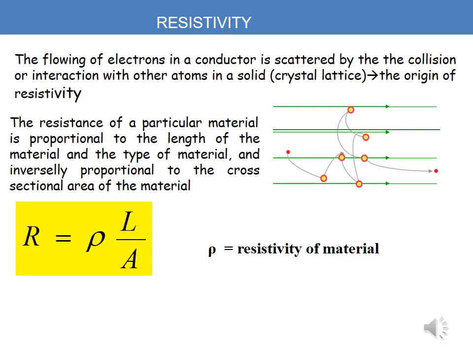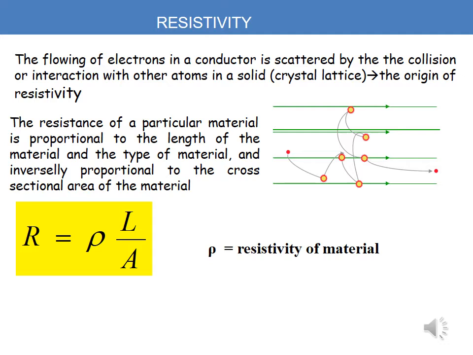The flowing of electrons in a conductor is scattered by collision or interaction with other atoms in a solid or crystal lattice. This is the origin of resistivity. So when the temperature is very low, the vibration of the atoms in a solid or in a crystal lattice is very slow. In this case, when the electrons flow into this material, they will find less resistance.